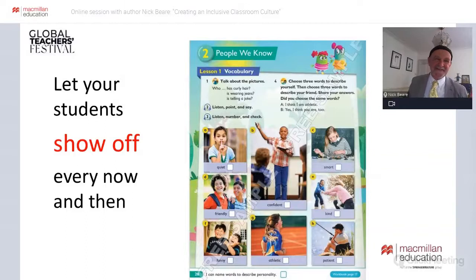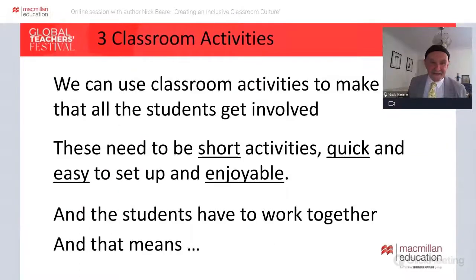That's a little one. Let your students show up every now and then. It's a good thing, but we won't go into that right now because I'm running out of time.